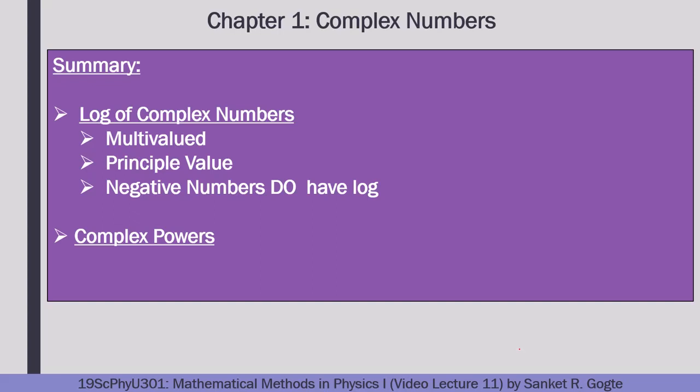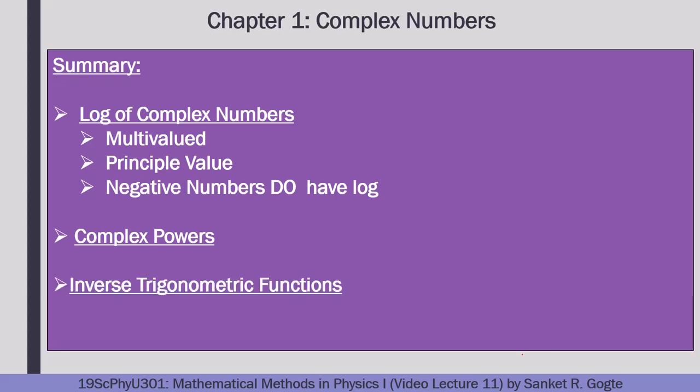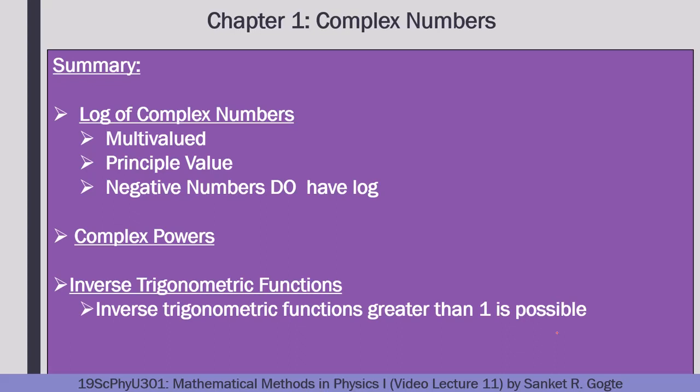We then considered complex powers of complex numbers. To find complex powers, we have to use the log and exponential functions, and by using them in a clever way, we can find complex powers of complex numbers. Just like log, complex power is also multivalued. And then we saw inverse trigonometric functions of complex numbers, which are also multivalued. And apart from that, inverse of sine and cos can now be defined for a real number which is greater than 2.